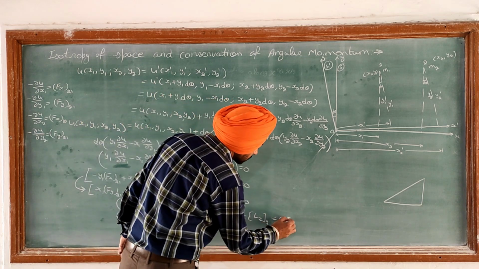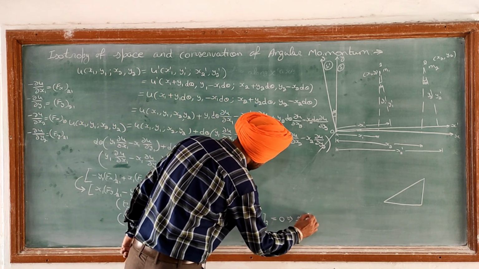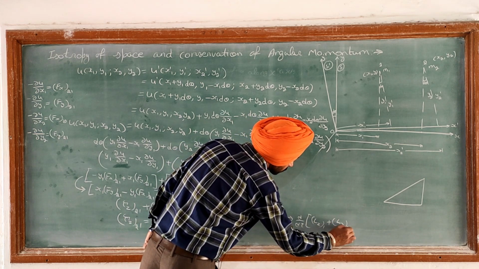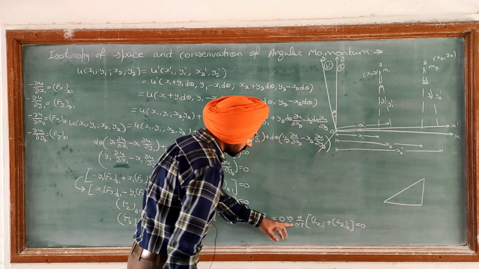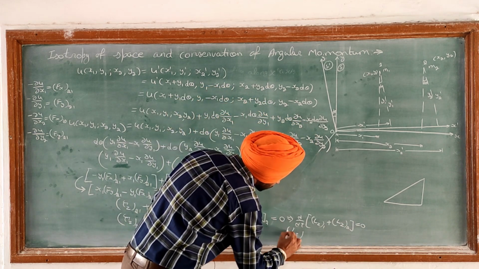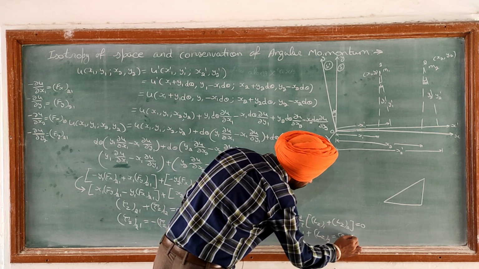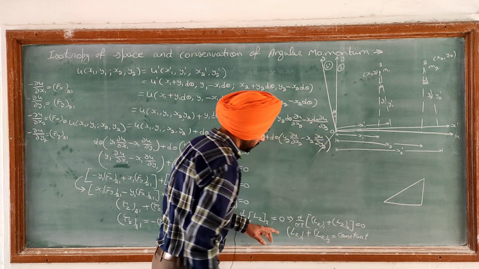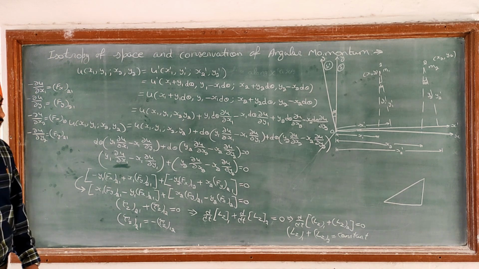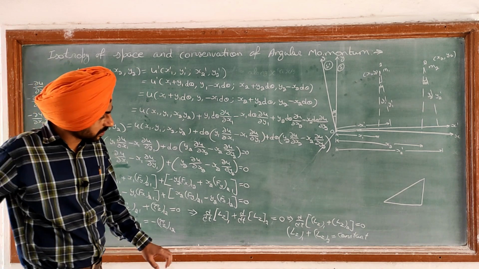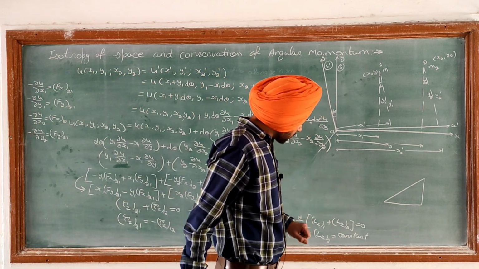So I can further rearrange this expression as d by dt of Lz1 plus Lz2 is equal to 0. So this is 0 only if Lz1 plus Lz2 is equal to some constant quantity. If this is constant, then its derivative is 0. So what is this Lz1 plus Lz2? This is the total angular momentum of the system along the z axis.